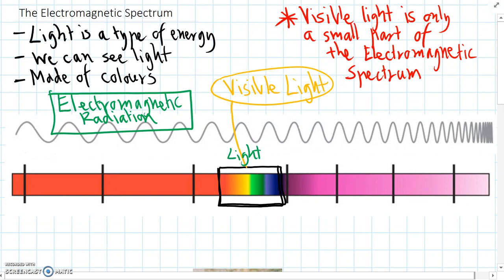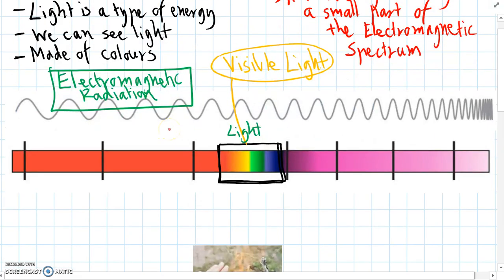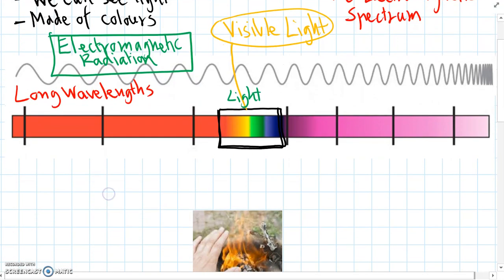And for the rest of this video, we're going to look at all the other types of electromagnetic radiation, because you would have actually heard of a lot of them. So we'll start by looking at the longer wavelength side. We remember that red is the colour with the longest wavelength. And we'll look on the left here at these other types of radiation. So right next to red, we have something called infrared radiation, or in other words, IR. And you might have heard of IR before.